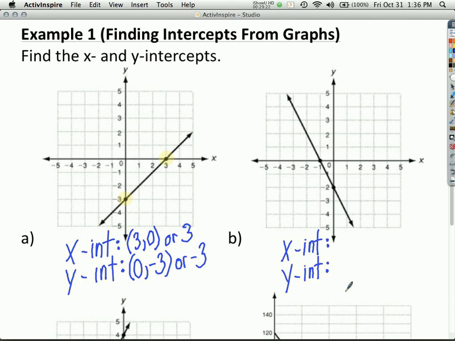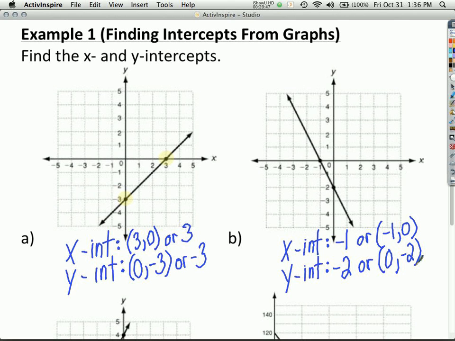Okay, Adriana, what's the x-intercept? -1. It's -1. Or you could say -1 comma 0. What's the y-intercept, Amani? -2. Or you can say 0 comma -2. Either way. Anyone have any questions?